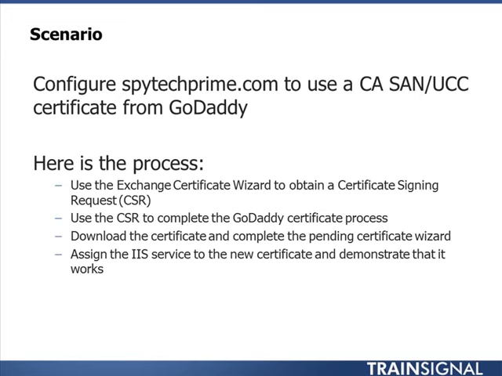Now before we do this, we're going to demonstrate that when we do go to Outlook Web App through our browser, because there is a self-signed certificate, we do get a certification error message. And we'll demonstrate how after we get the certification authority certificate, that error message goes away. Alright, so let's get started.